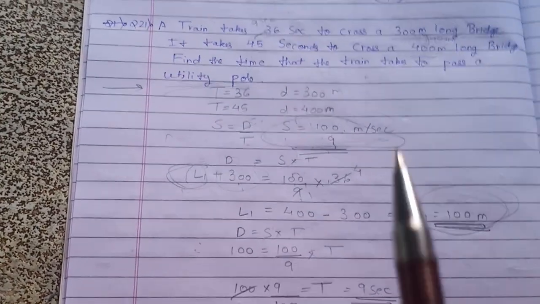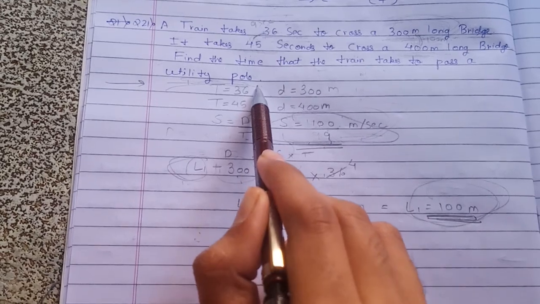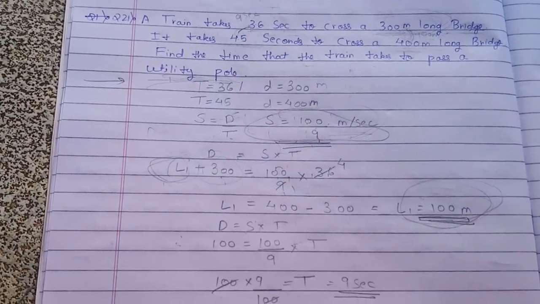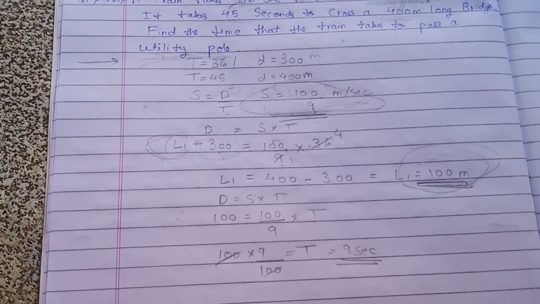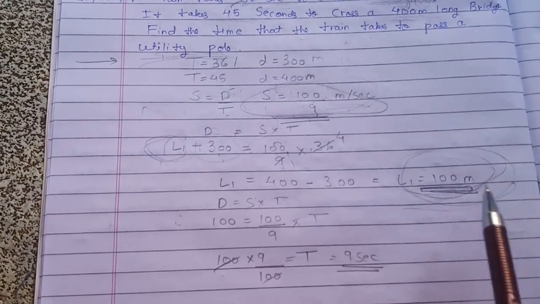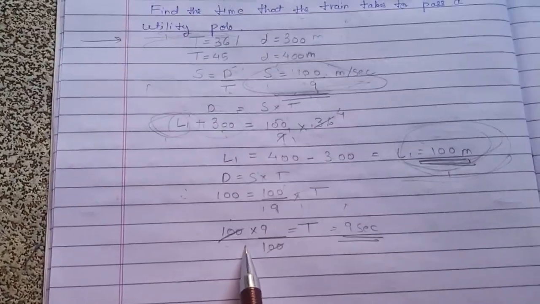The question asks how much time the train will take to pass the utility pole. A utility pole does not have any width, so basically we have to calculate how much time the train takes to cover its own length, which is 100 meters. So 100 is equal to 100 by 9 into t. We get 9 seconds. So this is the answer.